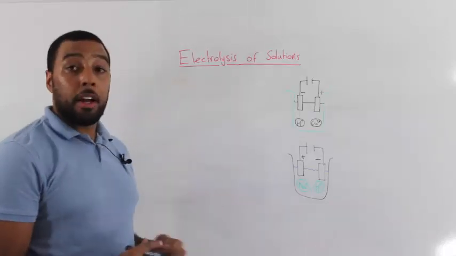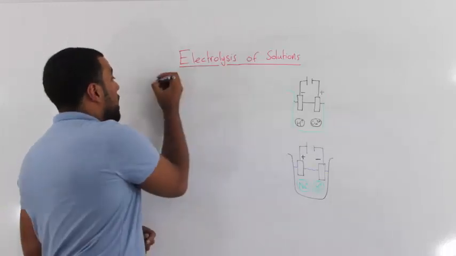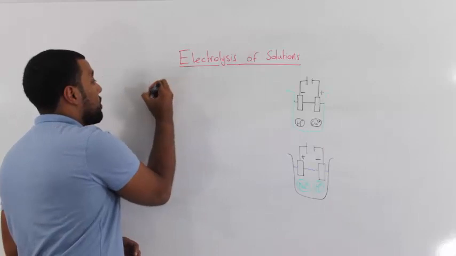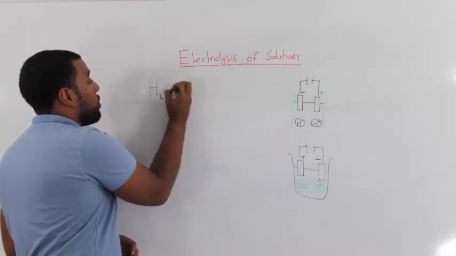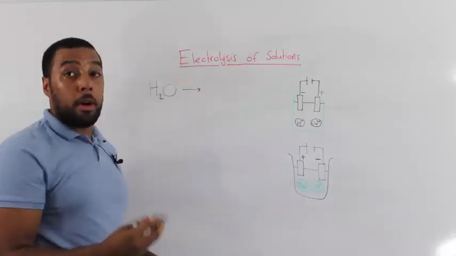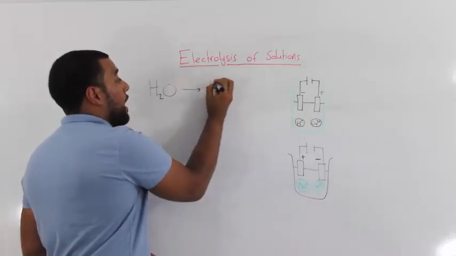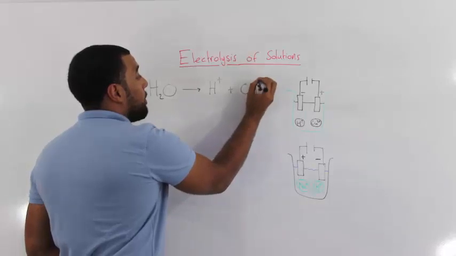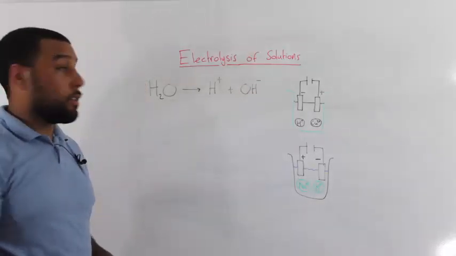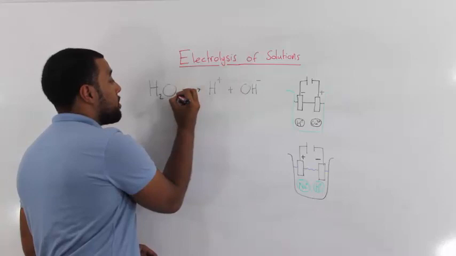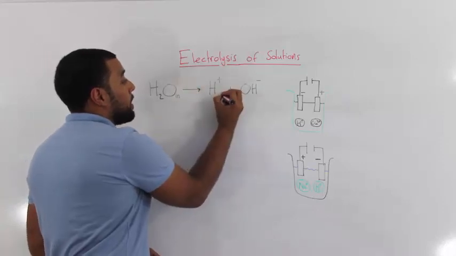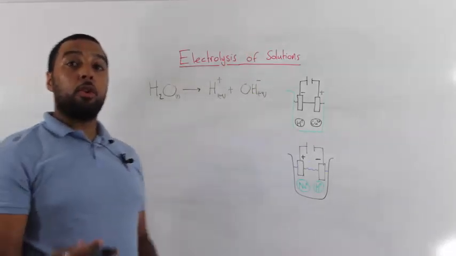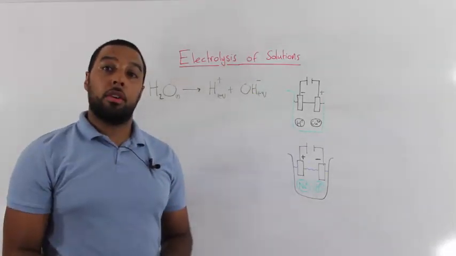Well, when we dissolve an ionic substance in water, the water itself splits up into ions. So the water will ionize and we will get hydrogen ions and we will get hydroxide ions. And these will be present within the solution. And this can affect what's formed at each electrode.